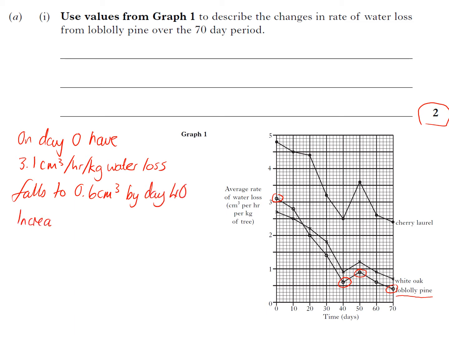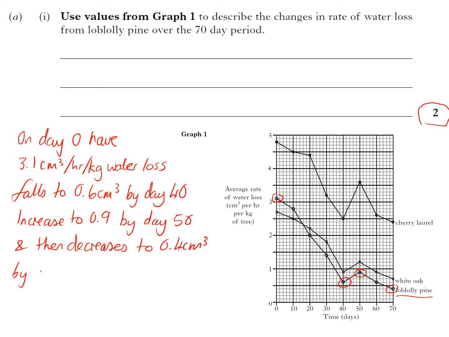increases to 0.9 by day 50, and then decreases again to 0.4 by day 90. Oh, sorry, 70.